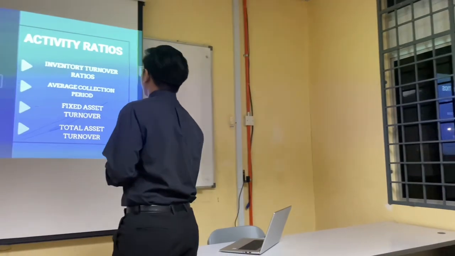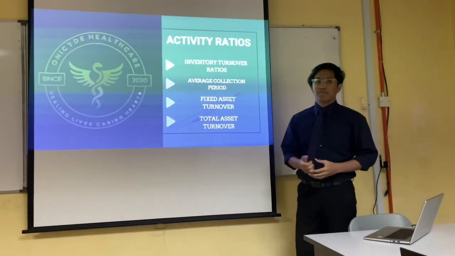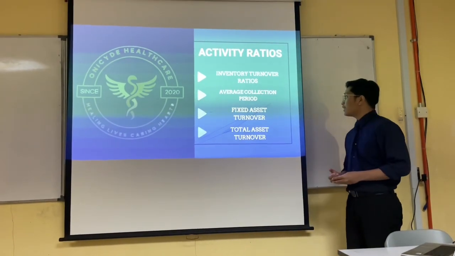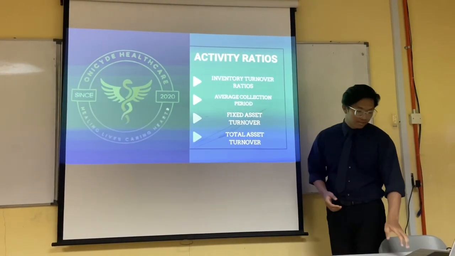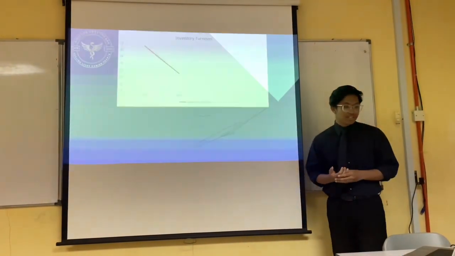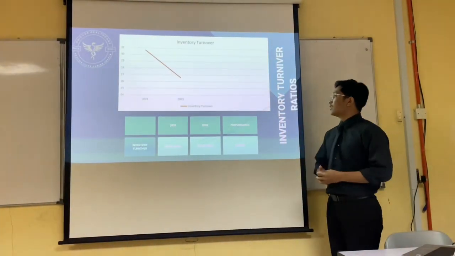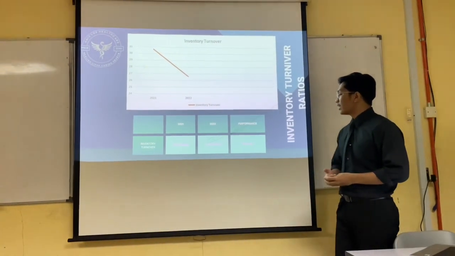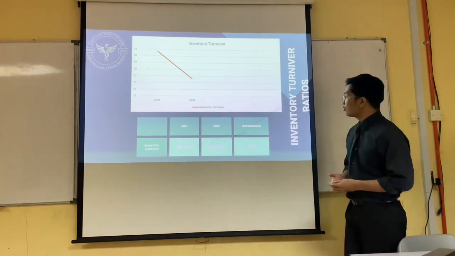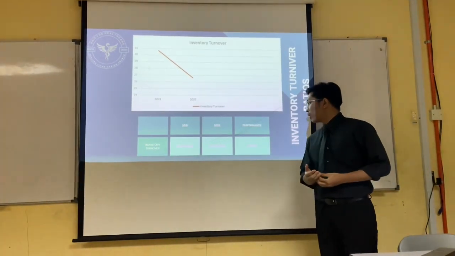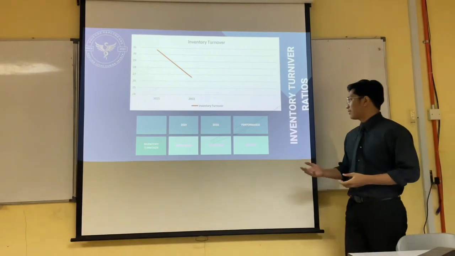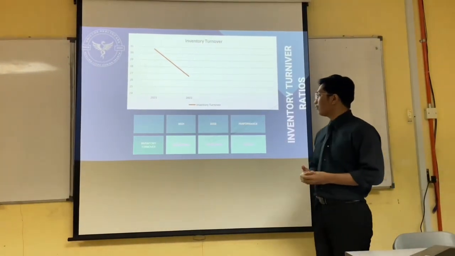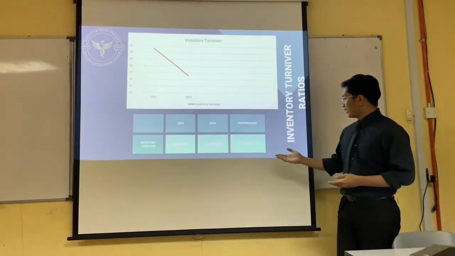Okay, for the next ratio, which is activity ratio. For activity ratio, we have four parts, which are inventory turnover ratio, average collection period, fixed asset turnover, and total asset turnover. For the first ratio, inventory turnover, as you can see in the graph, for the year 2021, we have the value 30.96 times, and for the year 2022, we have the value 26.58 times. Since 2022 has a lower inventory turnover than 2021, we have made worse performance.